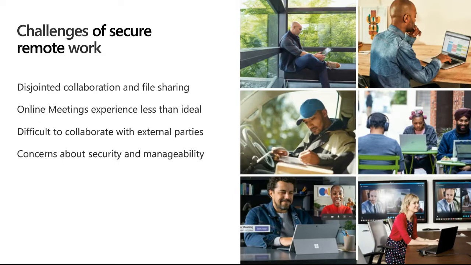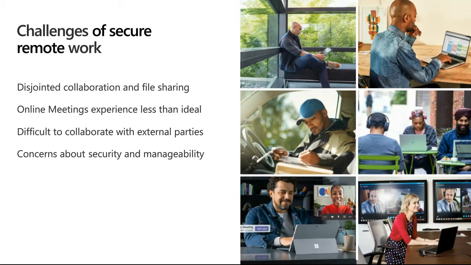Disjointed collaboration and file sharing was number one, so employees are finding it hard to find information that lives in multiple locations and across many apps. They have difficulty accessing and sharing files remotely, which leads to version control issues. Second point is around the current online meeting experience. Though useful, it still has some gaps, starting with security and privacy issues. And also there's a lack of context pre, during, and even post-meeting.